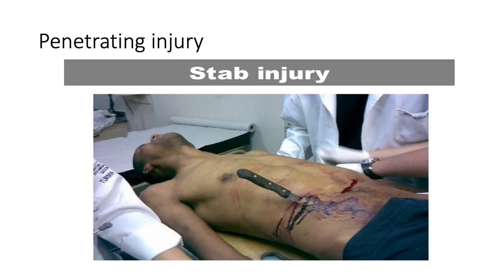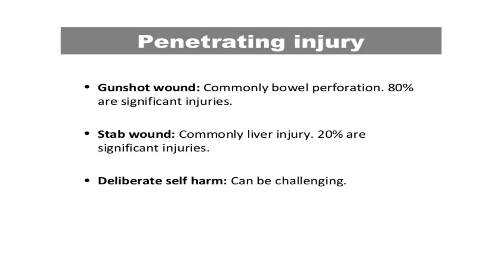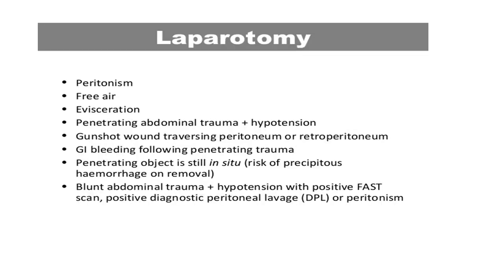So this picture demonstrates a patient with penetrating trauma. You can imagine the organs there that could be involved. Never dislodge a penetrating object until theater. Okay, penetrating trauma, gunshot wounds, quite common, stab wounds, and sometimes we have deliberate self-harm. Every time you have peritonism, free air on the X-ray, evisceration of gut, penetrating abdominal trauma of any kind, and bleeding following penetrating trauma, you will need a laparotomy.